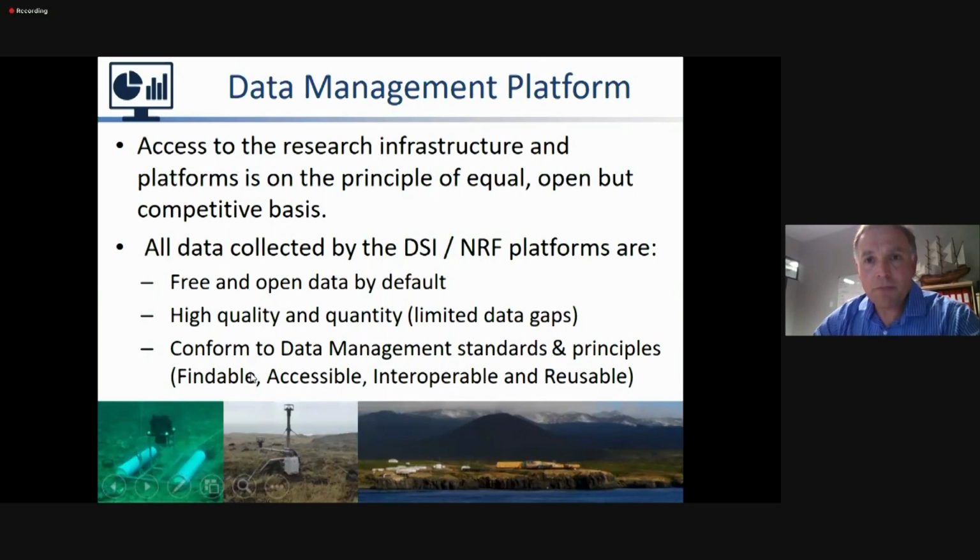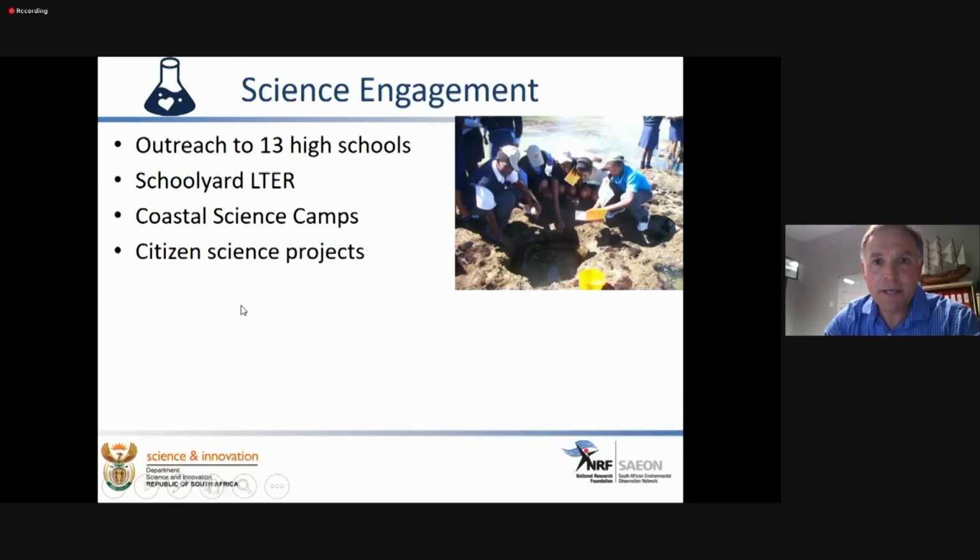Data management platform, very important. I'm not going to speak much to this except to say that all our data is free and open by default, and we conform to the FAIR principles.